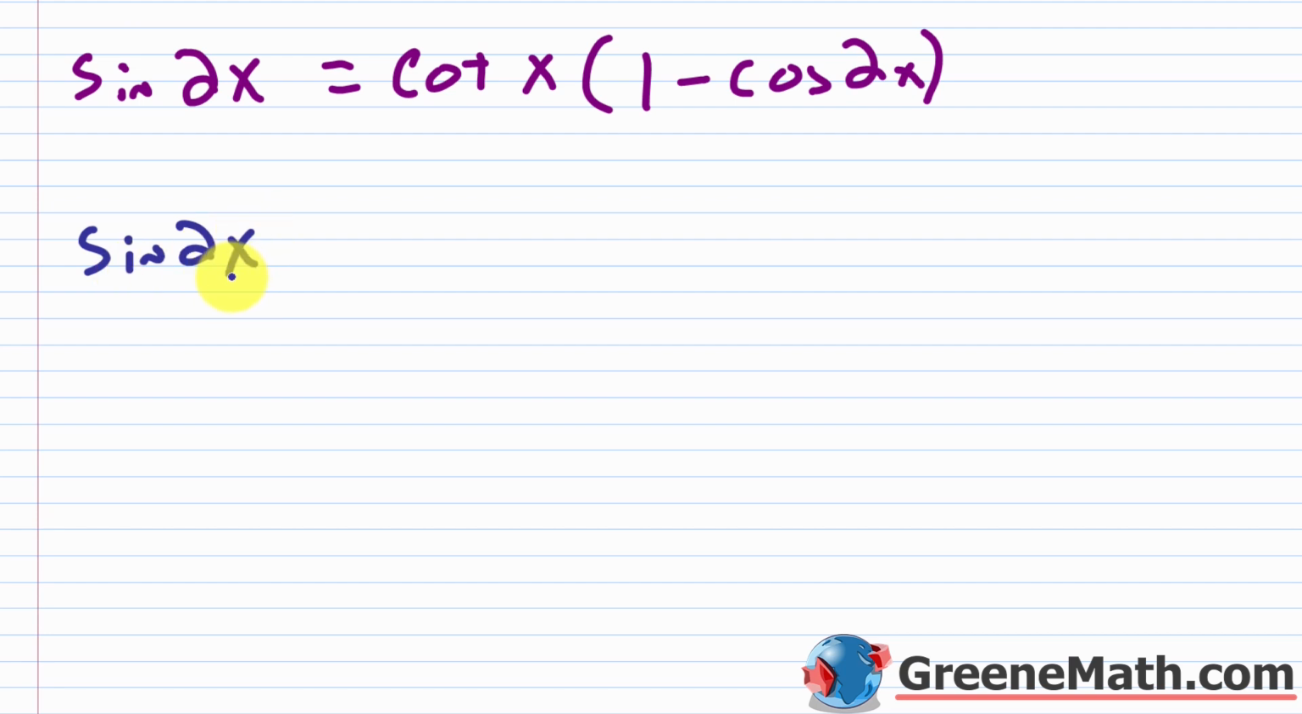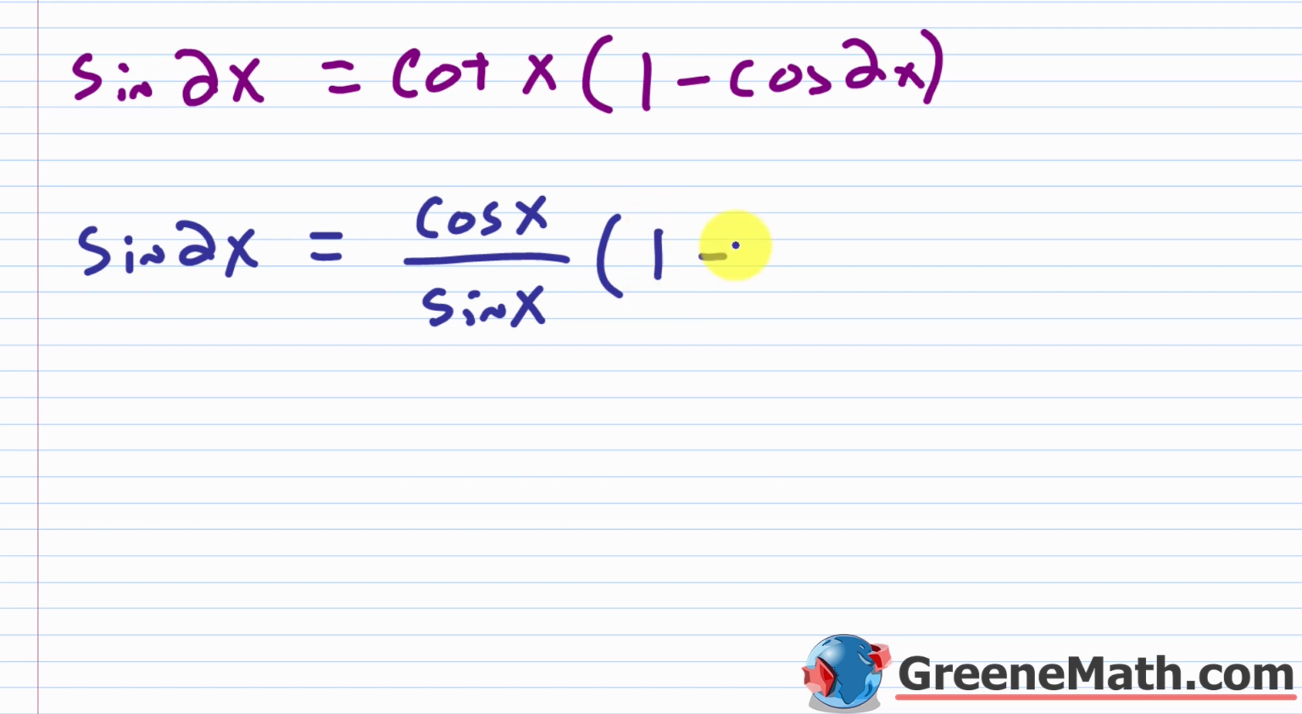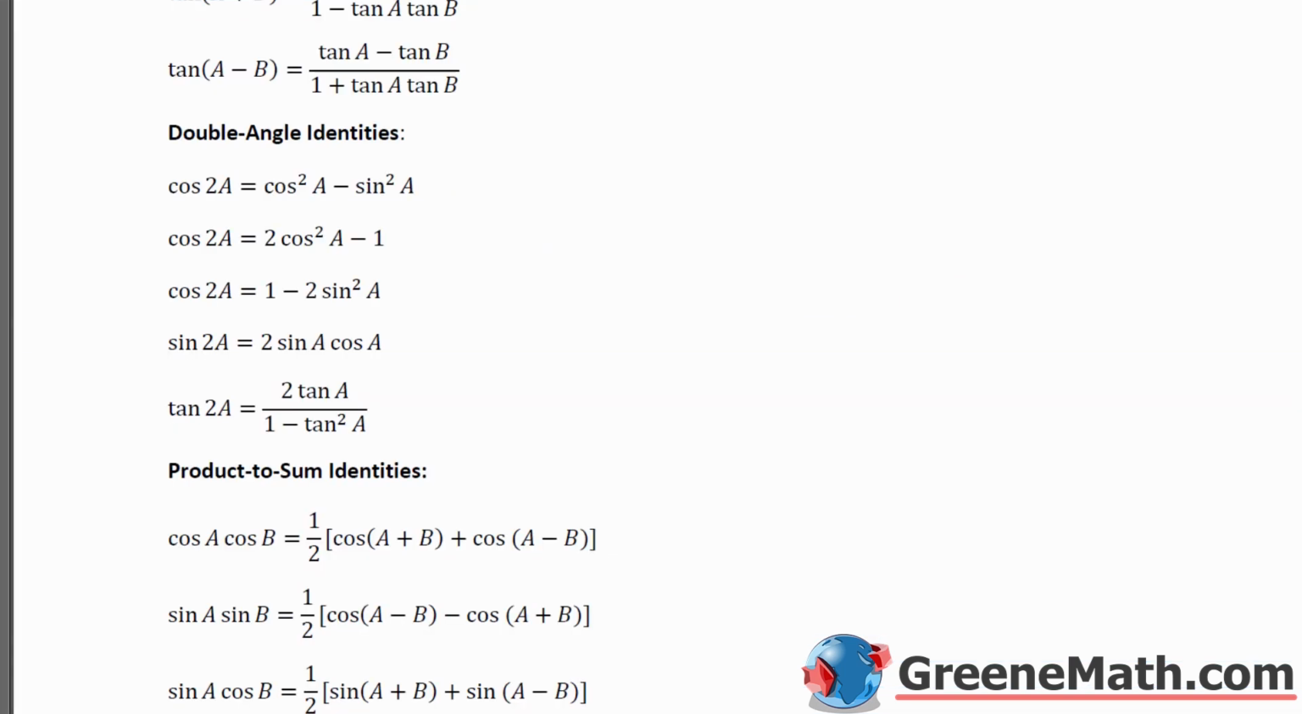So we have the sine of 2x is equal to, I'm going to go ahead and say that the cotangent of x is the cosine of x over the sine of x. And this is times the quantity 1 minus the cosine of 2x. Now, you have 1 minus something, and I want you to look at the identities here. If you go back here, notice you have this 1 minus 2 times sine squared of a here for the cosine of 2a. Okay, so if I plug this in here, I can get that 1 to drop out.